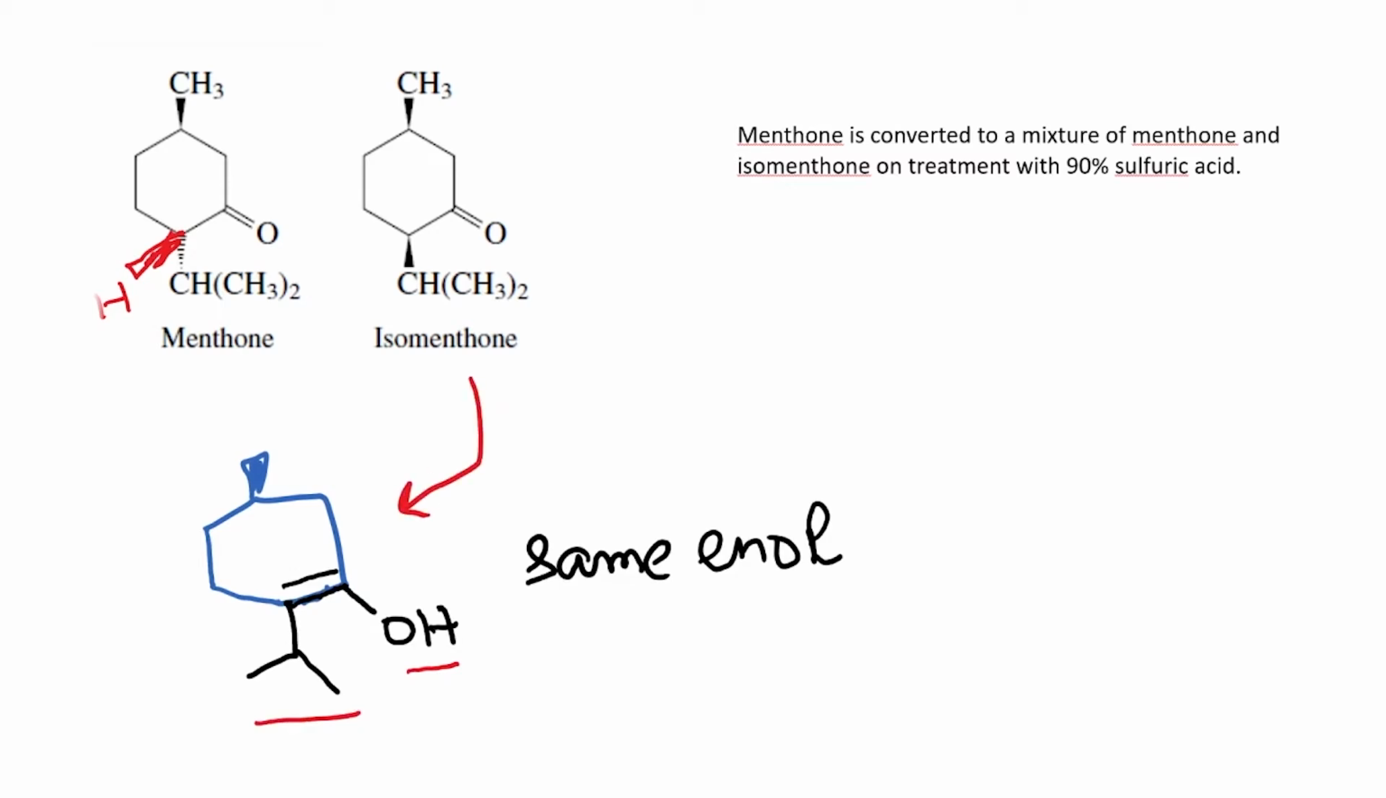So now you have a common intermediate for this reaction. The enol is generally speaking less stable compared to the keto form. So when you go back to the keto form, you're going to get back a mixture of menthone and isomenthone. The same concept applies here: the enol is also a planar molecule, and it has two faces by which it can react. And so you're going to get a mixture of menthone and isomenthone when you treat it with 90% sulfuric acid.